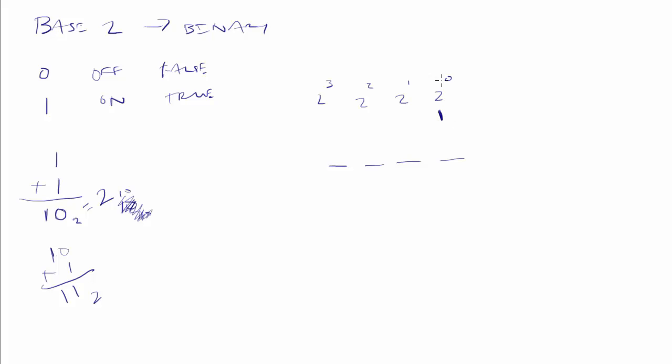So anything in this spot is worth 1. 2 to the 1, anything here is going to be worth 2. Anything here is 2 to the 2, which is 4, worth 4. And anything here is going to be worth 2 times 2 times 2, which is 8. Okay, so any digit in this column is worth that many.